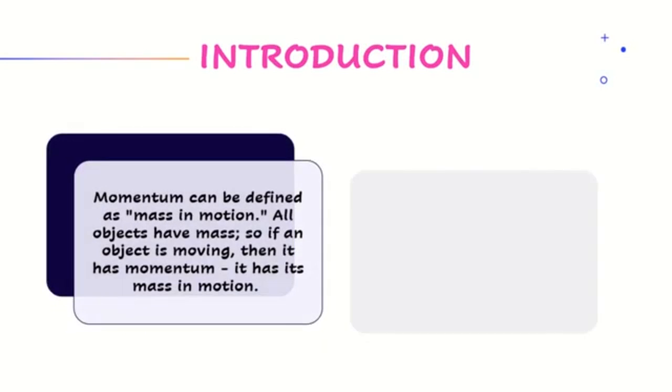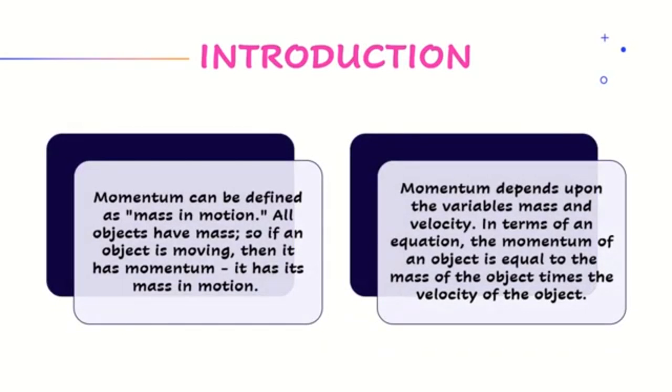Introduction. Momentum can be defined as mass in motion. All objects have mass, so if an object is moving, then it has momentum. It has its mass in motion. Momentum depends upon the variables mass and velocity. In terms of an equation, the momentum of an object is equal to the mass of the object times the velocity of the object.